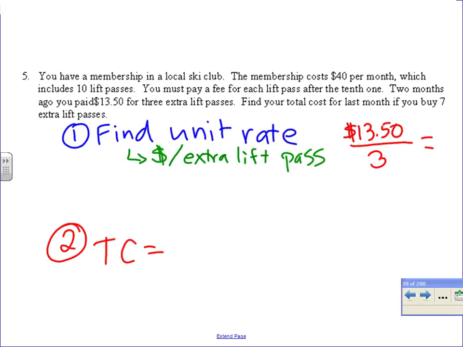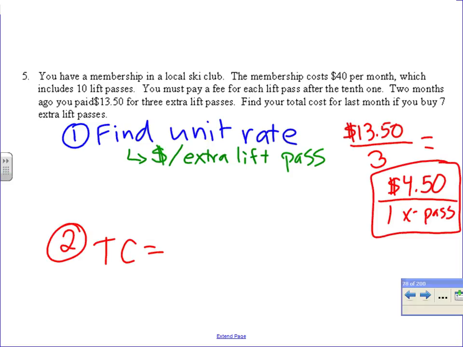Good. So the cost for the extra lift pass is $4.50 for every 1 extra pass. I'm going to put x and then pass. Still write it as a unit rate, $4.50 for every extra pass. Remember from yesterday, you may also write it as per, every, for. That all means unit rates or rates as well.